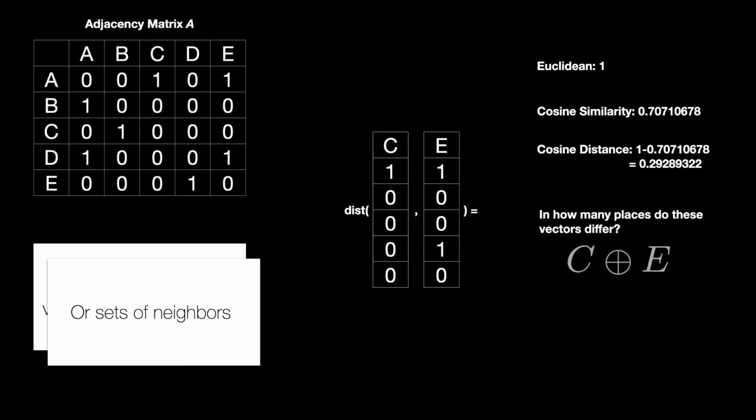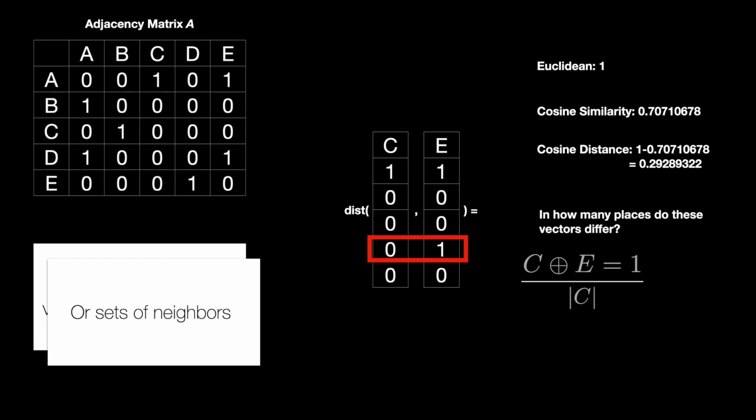And we can evaluate this using the exclusive OR bitwise operation. So we take the XOR between our C vector and our E vector. They only differ in this one particular row. So you only have to flip one bit for C to become equal to E, or for these two vectors to be equal. Now, how many different places could they have differed? That's the length of this vector. And now we have a new distance metric. So the distance between these two columns is 0.2, or 1/5, based on how many bits you might have to flip in order to make these two vectors the same.